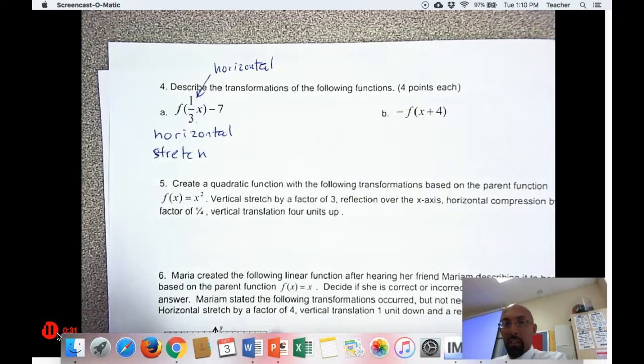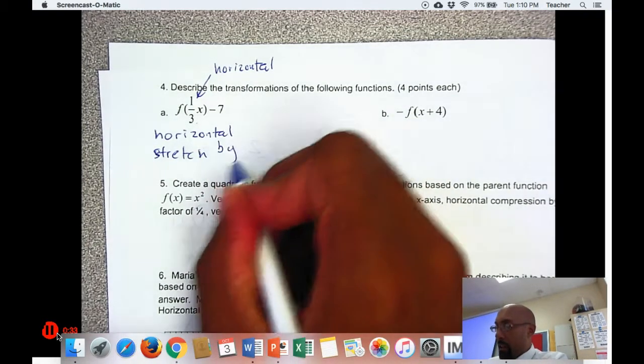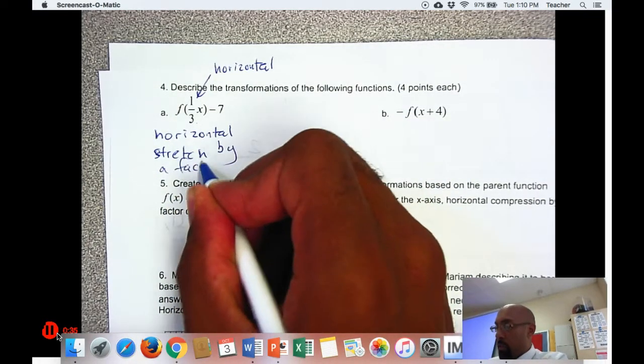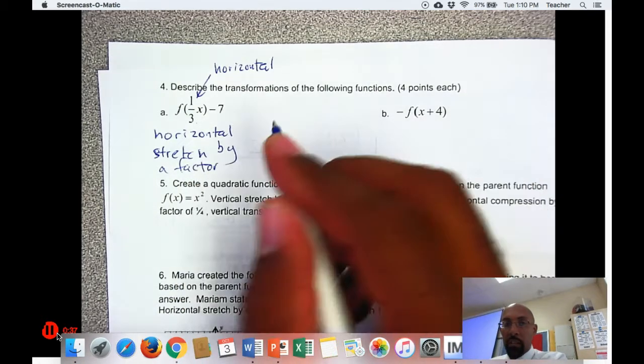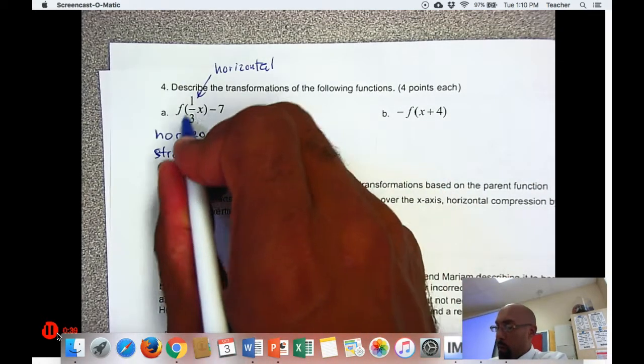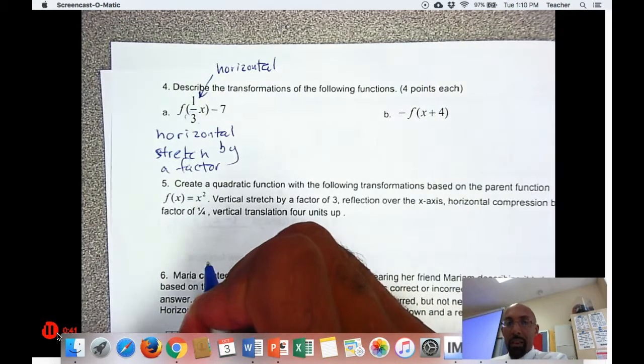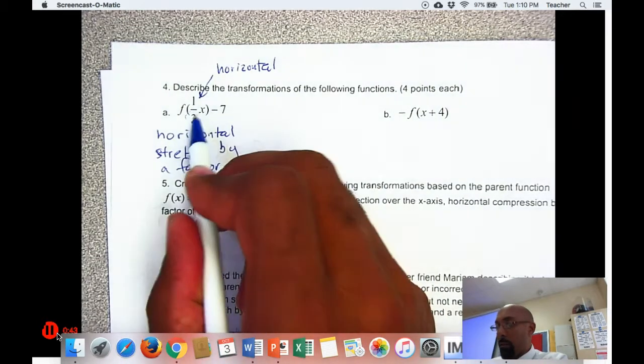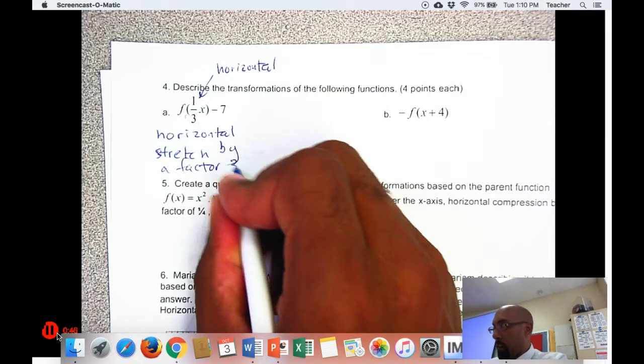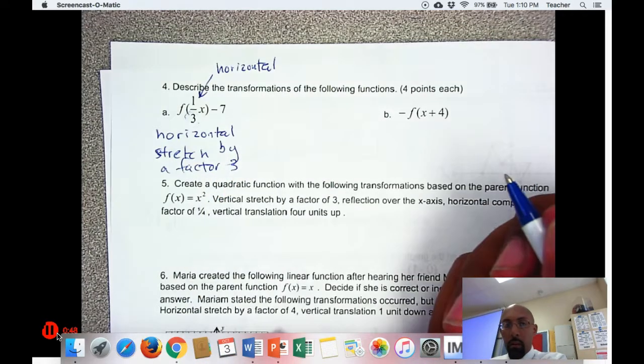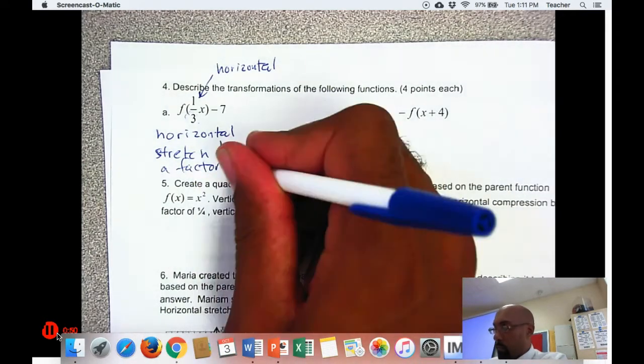Stretch. Now here's the key. By a factor of not 1/3, which a lot of you guys put on your quiz, I didn't mark you down for it, by whatever this is here. Basically the reciprocal of that fraction, by a factor of 3. Okay? By a factor of 3.